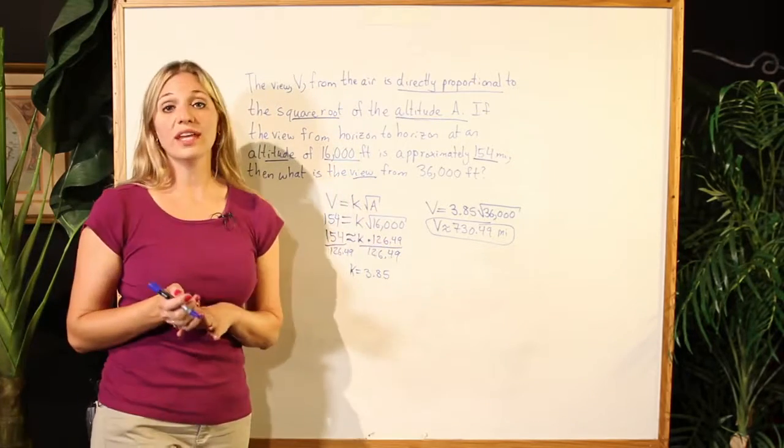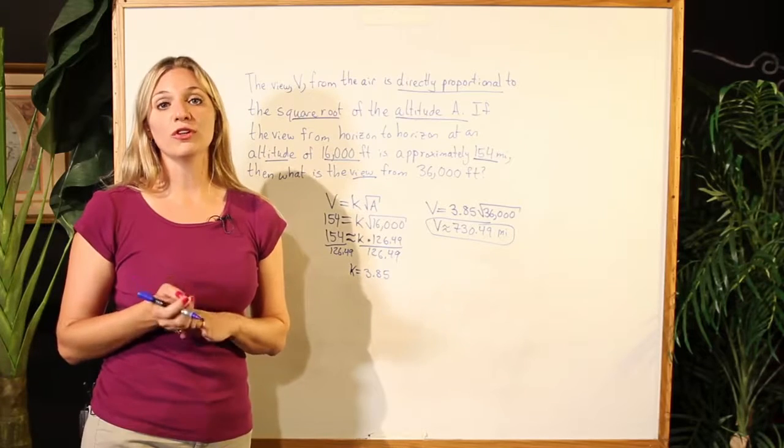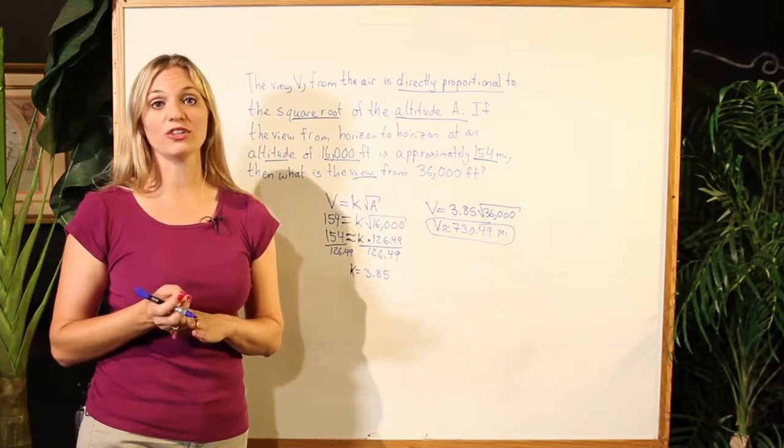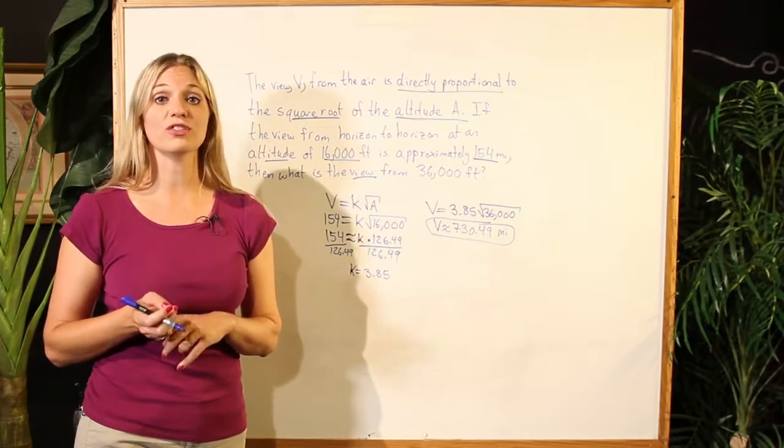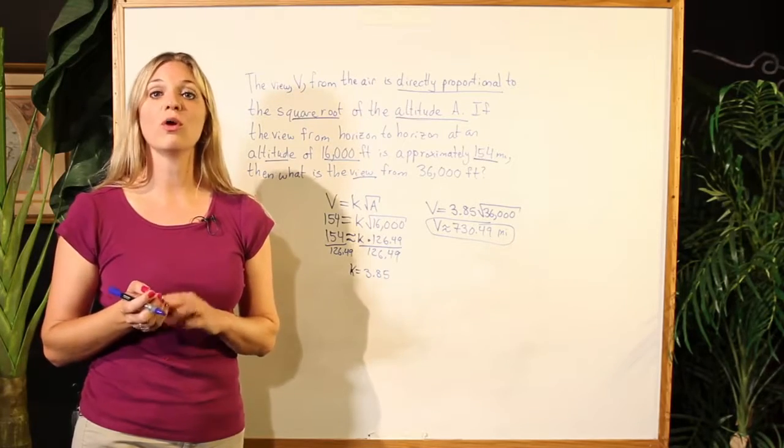miles. When setting up a variation model, you first must determine what type of variation you're dealing with. Look for keywords such as direct, joint, or indirect.